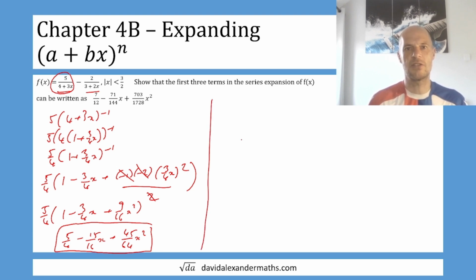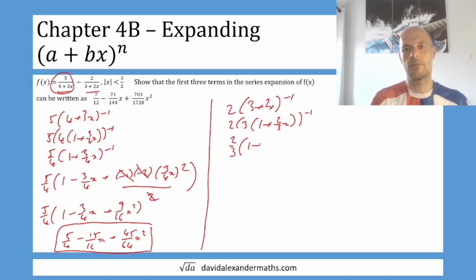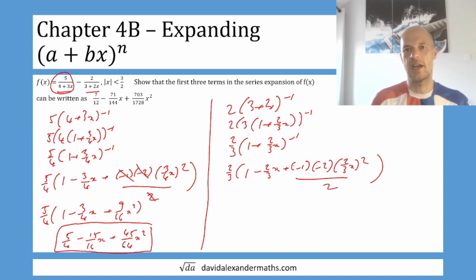So now let's just do the same thing. So this is 2 lots of 3 plus 2x to the minus 1. So that's 2 lots of 3 lots of 1 plus 2/3 x all to the negative 1, and 3 to the minus 1 is a third, so that is 2/3 times 1 plus 2/3 x to the negative 1. So that is 2/3 of 1 minus 2/3 x plus minus 1 times minus 2 times 2/3 x squared all over 2. And again, the negative 1 and the negative 2 will cancel with the 2.